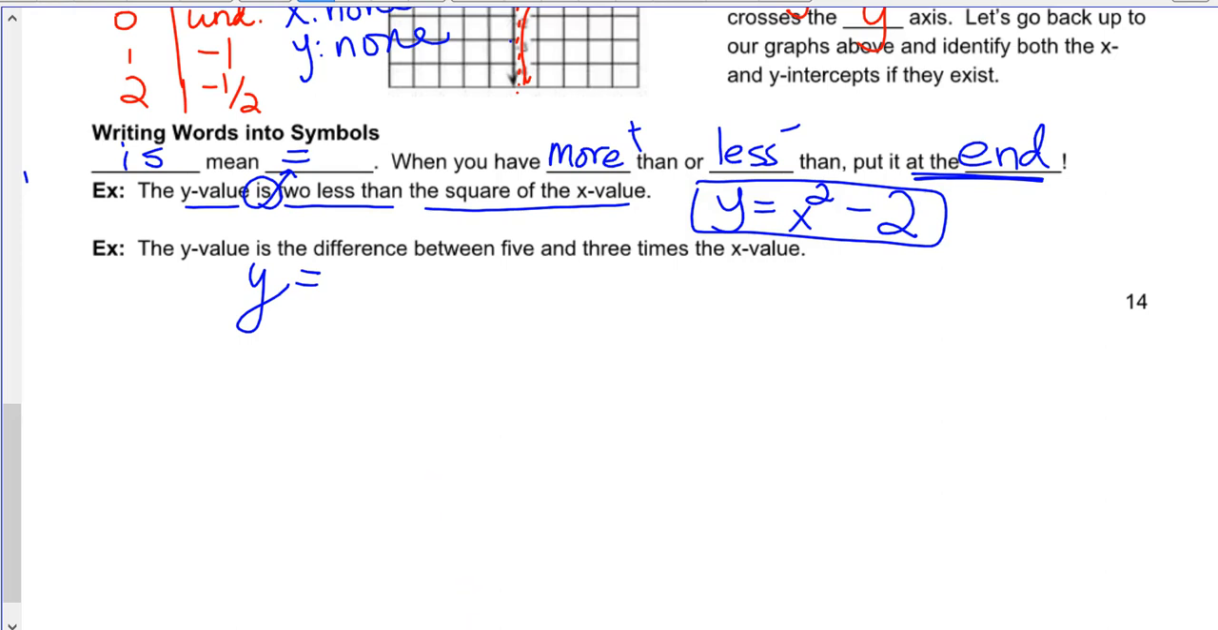Sum is add, difference is subtract, product is multiply, quotient is divide. So here we have a difference between 5 and 3 times x. So I'm going to do 5 first and then 3 times the value of x. Basically, we're just going to write it mathematically as 3x. So make sure you're able to work from words into symbols, and also vice versa.